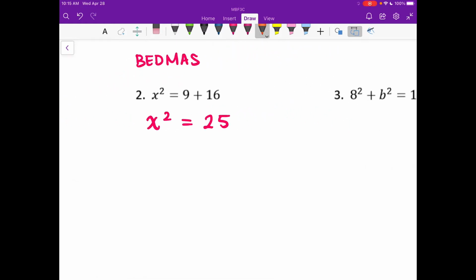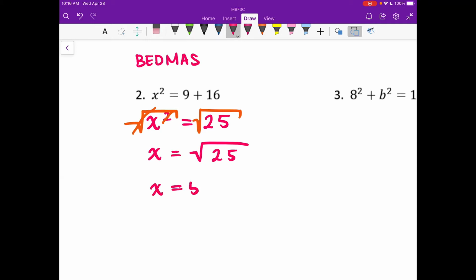So if I want to get rid of that squared, I'm going to just square root this side. I'm going to do the same to this side. So I'm left with x squared is equal to 25, square root of 25, so x is equal to 5.